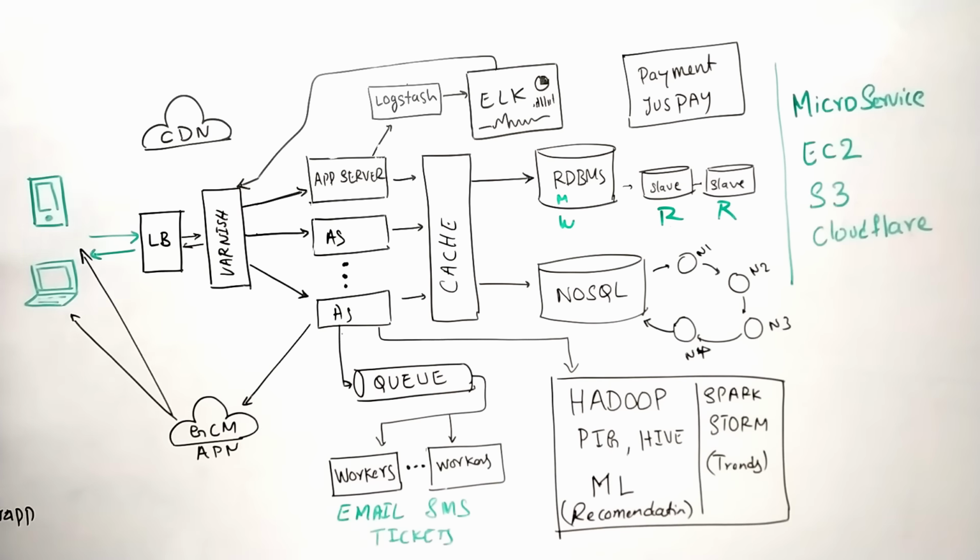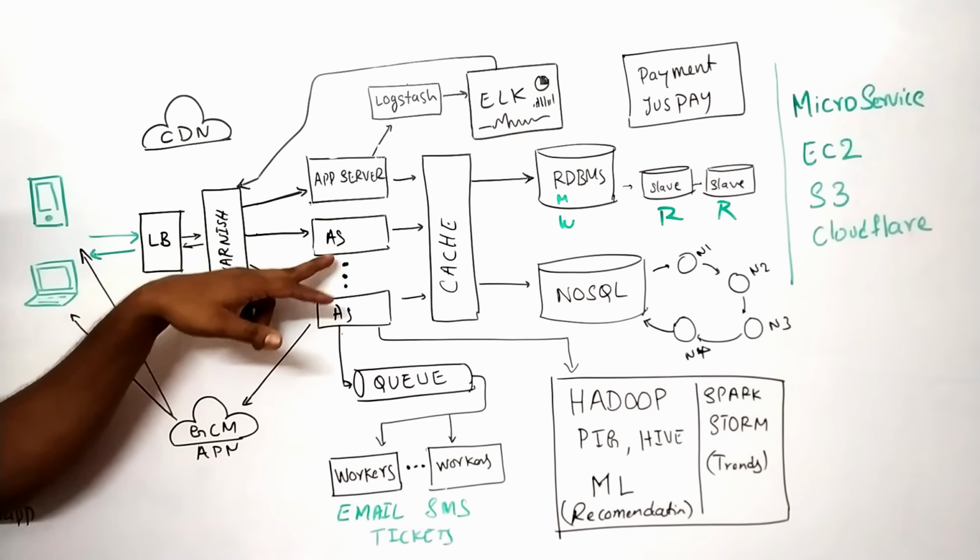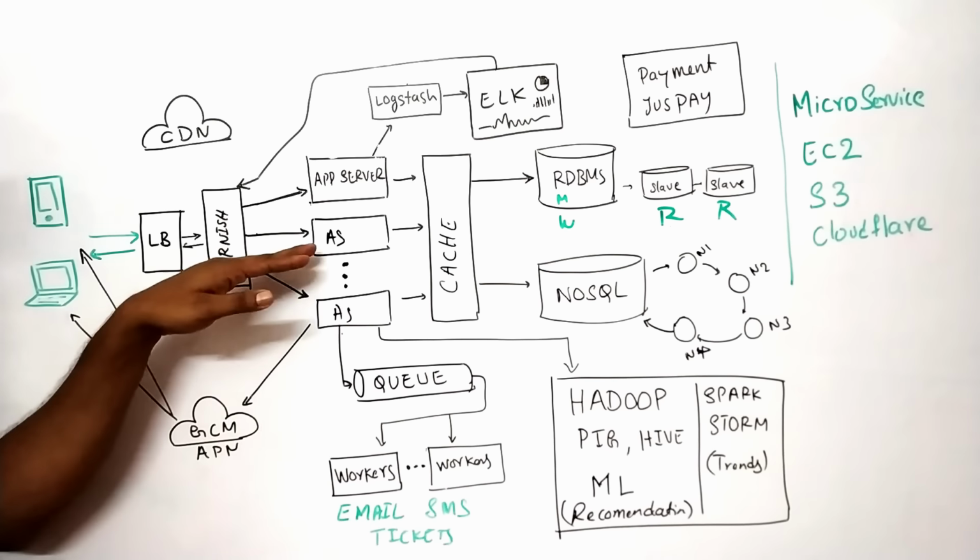Say for example, to send an SMS, we need to make a call to Twilio, or to send an email, we need to make a call to an email server, right? These are like network IO. They add a lot of latency. So in the same API request for ticket booking, we can't execute all these tasks synchronously.